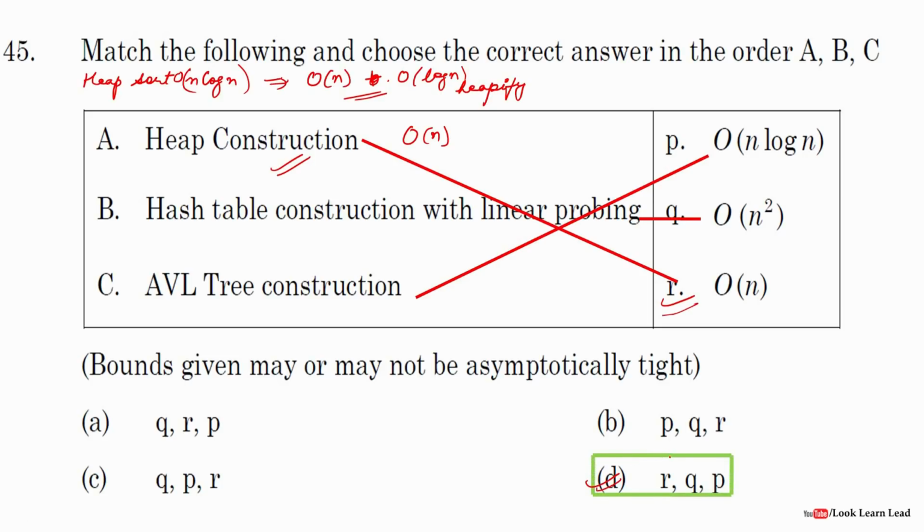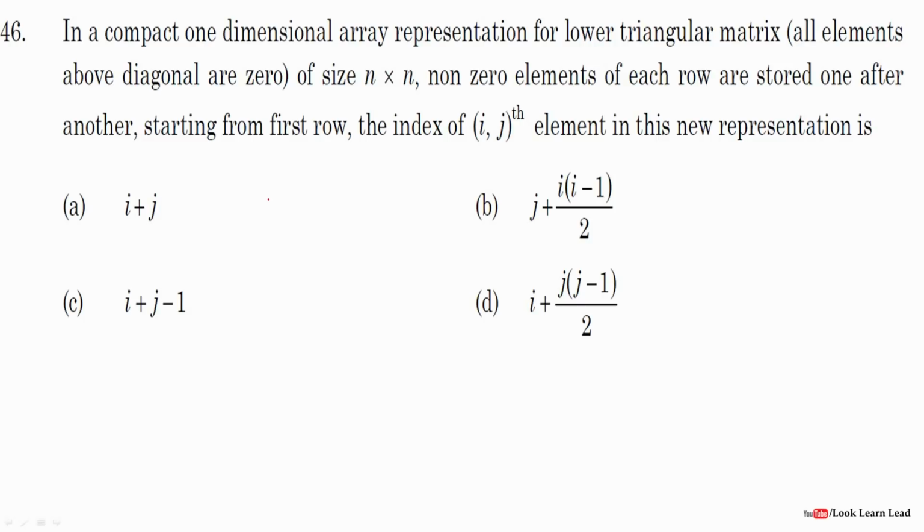Okay, this was a one-dimensional array representation of a row triangular matrix of size n cross n. For example, we would be having a 3 cross 3 row triangular matrix. Let the matrix be 1 0 0, 2 3 0 and 4 5 6. So this is a lower triangular matrix. The elements above the diagonal are all 0.